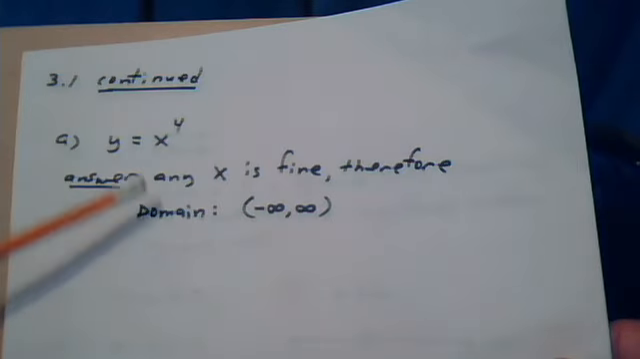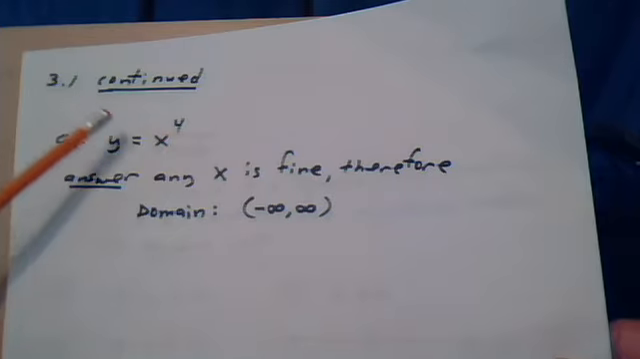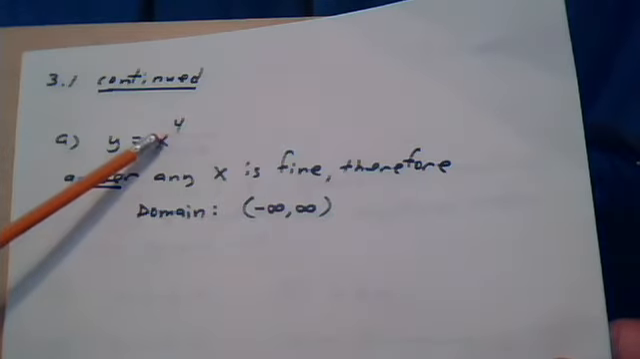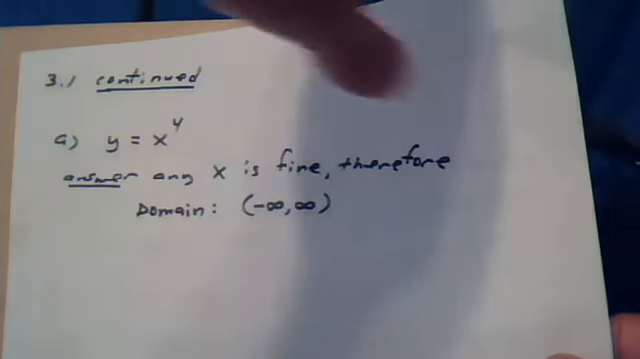So notice this one is okay with any x on the number line, since replacing this x with any value on the number line won't provoke a division by 0 or a negative under the square root.